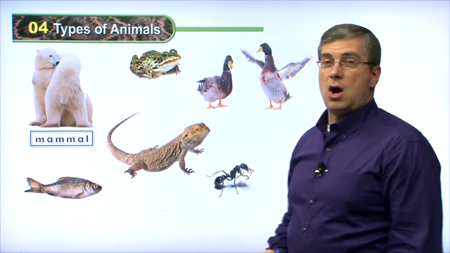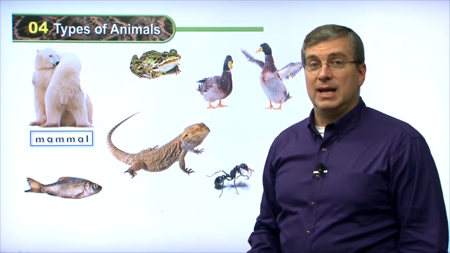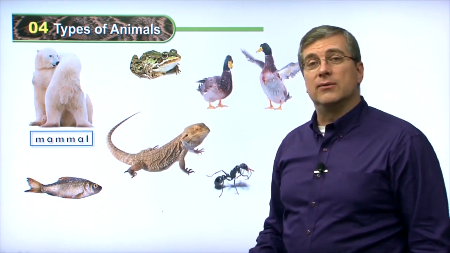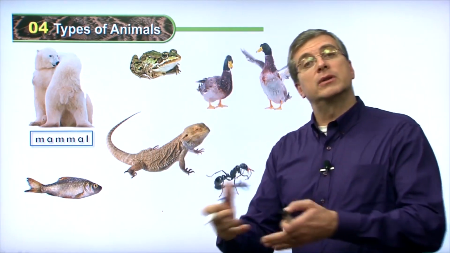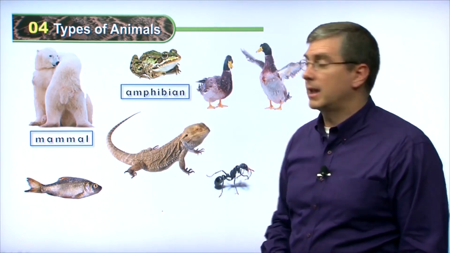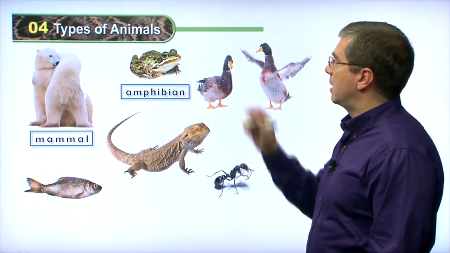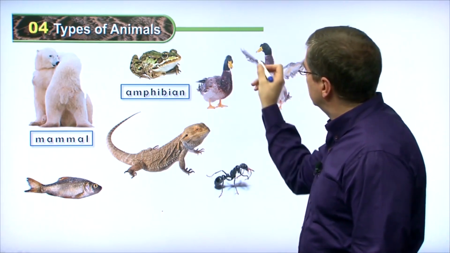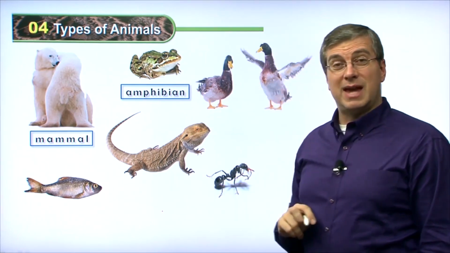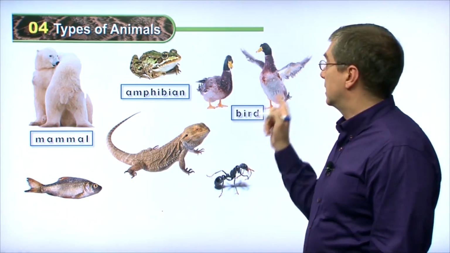Over here we have a frog. What can we say about the frog? What kind of skin does it have? It has wet, smooth skin. Where does a frog live? It lives on the land. It can also live in the water. So it is an amphibian. Okay? Over here we have 2 ducks. What can we say about ducks? They have 2 legs, 2 wings, and they have feathers on their body. So what does that make them? That makes them birds.